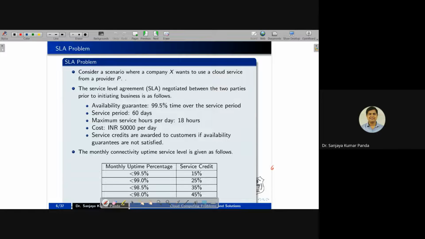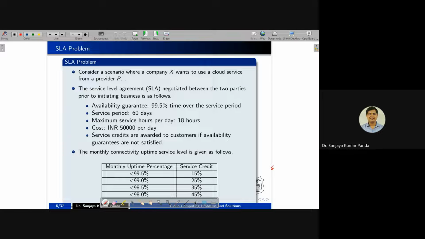This problem is same as the previous problem, only the data is different. Here also the availability guarantee is 99.5%, and the service period considered here is 60 days, not 30 days, 60 days. Maximum service hours per day is considered as 18 hours. Cost per day you have to pay is 50,000, and there is a table representing monthly uptime percentage to service credit. I think it is same as the previous one, right?